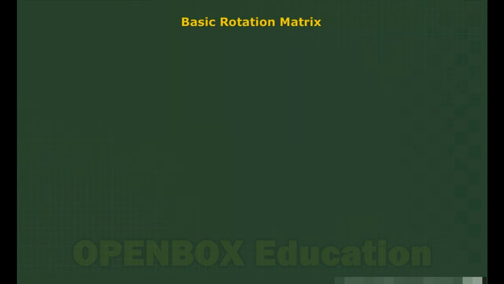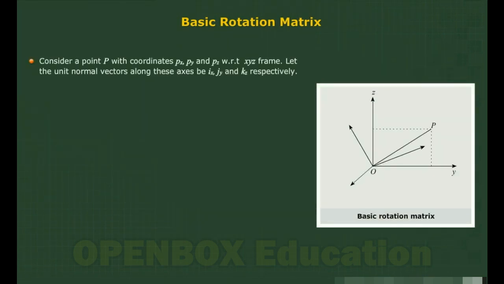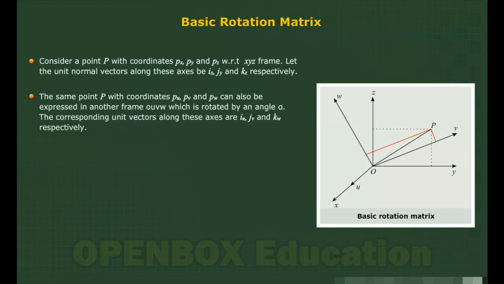Basic rotation matrix. Consider a point P with coordinates px, py and pz with respect to the x, y, z frame. Let the unit normal vectors along these axes be ix, jy and kz respectively. The same point P with coordinates pu, pv and pw can also be expressed in another frame ouvw, which is rotated by an angle alpha. The corresponding unit vectors along these axes are iu, jv and kw respectively.